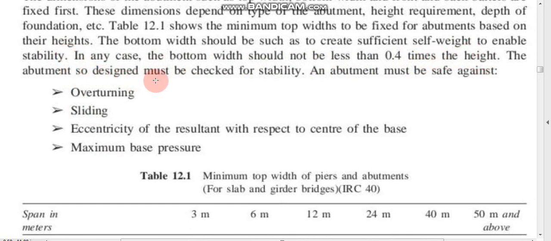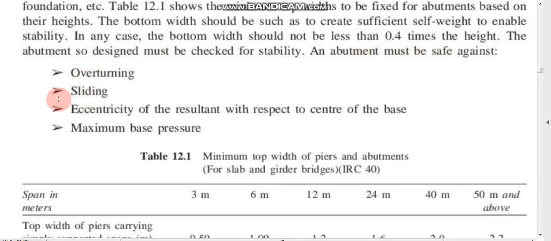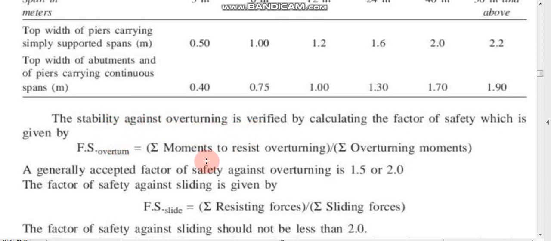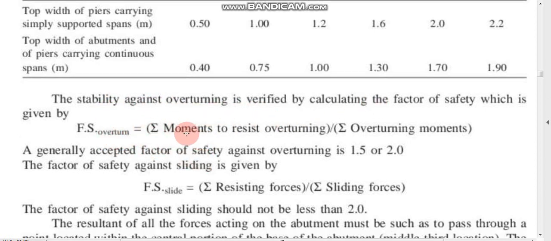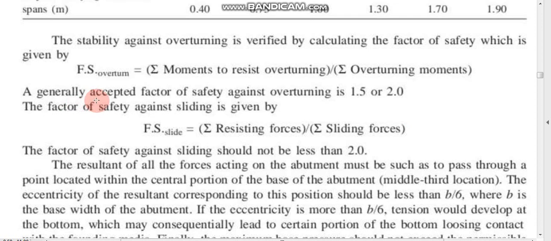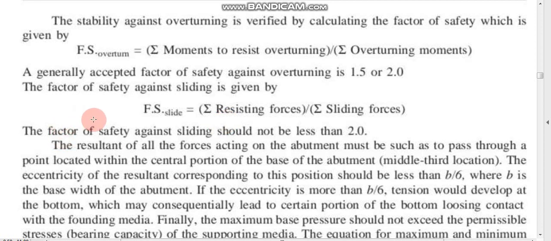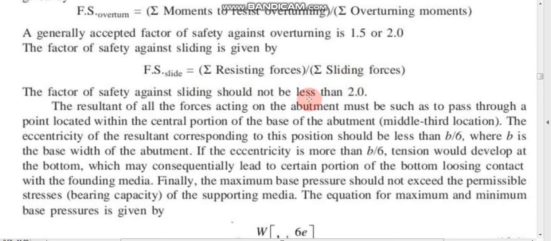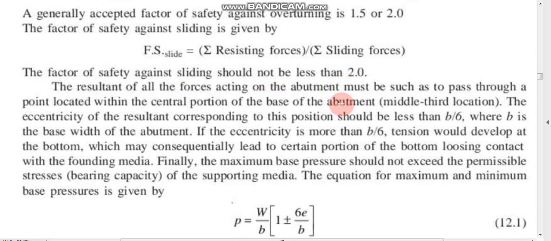The abutment so designed must be checked for stability, and an abutment must be safe against overturning, sliding, eccentricity of the resultant with respect to the center of the base, and maximum base pressure. The stability against overturning is given by the factor of safety, that is summation of moments to resist overturning divided by summation of overturning moments, and the generally accepted factor of safety is 1.5 to 2 against overturning. The factor of safety against sliding is given by summation of resistance forces divided by summation of sliding forces, and it should not be less than 2.